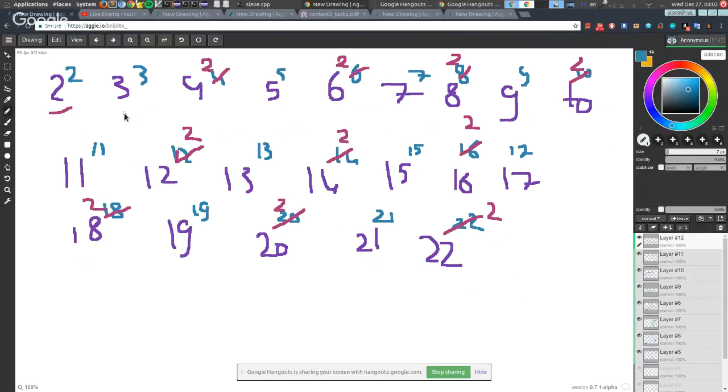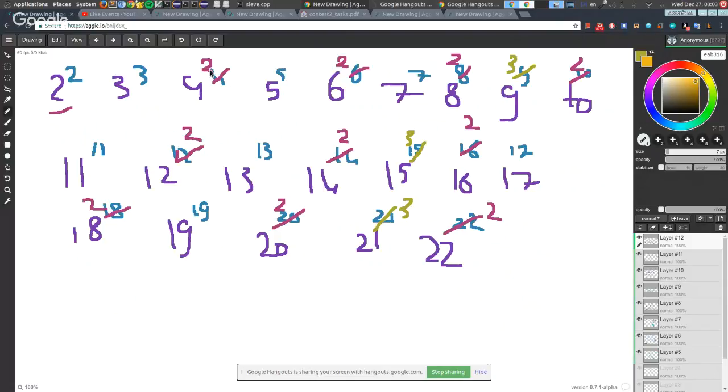Then we go from 3. We start from 3 squared. So here we mark this 3, and we keep going. Here we find that there's already a smaller divisor, so we don't do anything. Here we mark 3. And the 5, we go to 5 squared, we won't do anything, and basically we won't change anything.